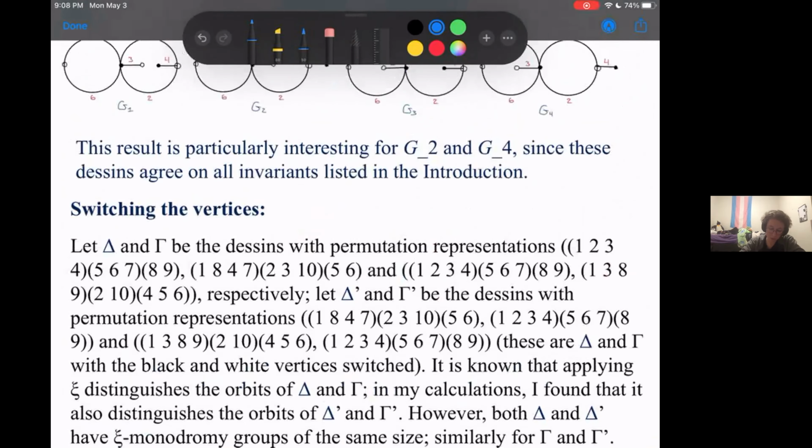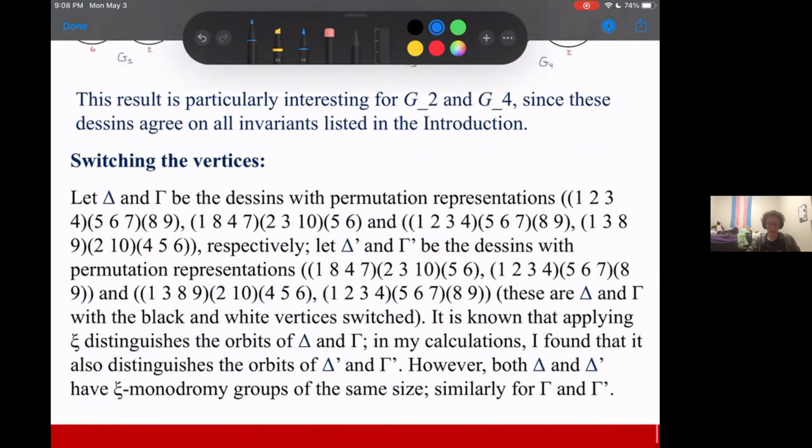One last interesting thing to mention is that I didn't draw pictures on the slides for these, so I'll show you the pictures that I drew on the spheres. These are two Dessins, this one is called delta, and this one is called gamma. These two Dessins were actually studied in another paper, where they were the prime example of Dessins that agree on other invariants but could be distinguished by the map xi, sort of like G2 and G4.